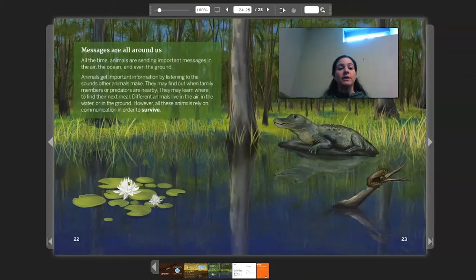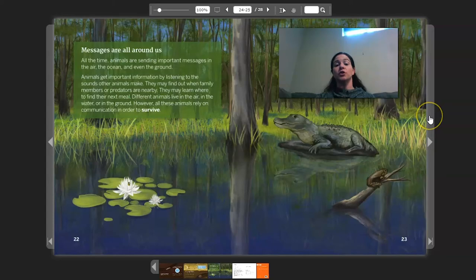Messages are all around us. All the time, animals are sending important messages in the air, the ocean, and even the ground. Animals get important information by listening to the sounds other animals make. They may find out when family members or predators are nearby. They may learn where to find their next meal. Different animals live in the air, in the water, or in the ground. However, all of these animals rely on communication in order to survive.